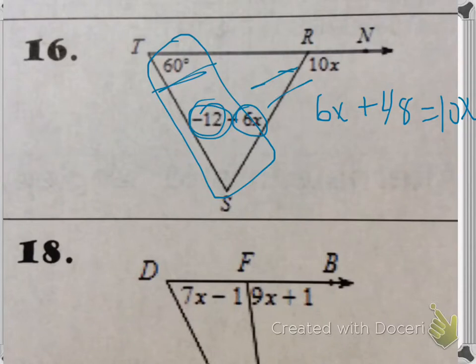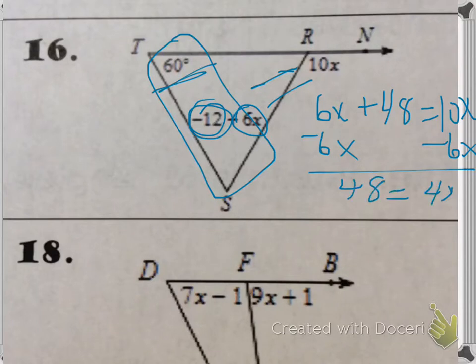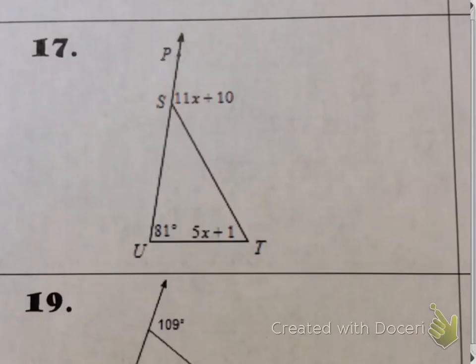Now I have x's on both sides of my equal sign. So my first goal always is to get all of the x's together. Because the 10x is over on the one side by itself, I'm going to subtract the 6x over to be with it. So minus the 6x over, and I get 48 equals 4x. Then again, get that x by itself. So I'm going to divide both sides by 4, and I get x equals 12 for the solution to number 16.